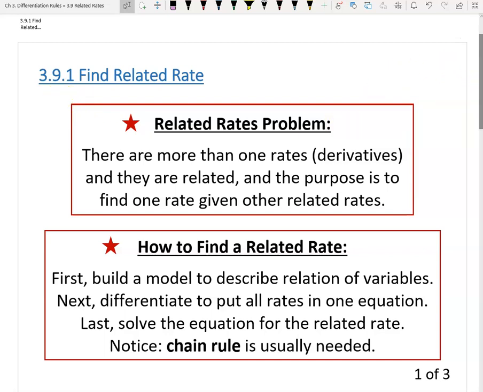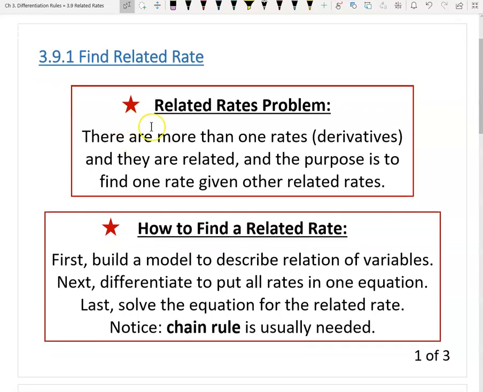Here is the problem. Okay, we call it the related rates problem. What does that mean? In application problems, we usually have more than one variable, and therefore we have more than one rate of change, which are the derivatives. We know they are related to each other, and our purpose is to find one rate given the other related rates. Imagine if we have this kind of problem, how to solve it.